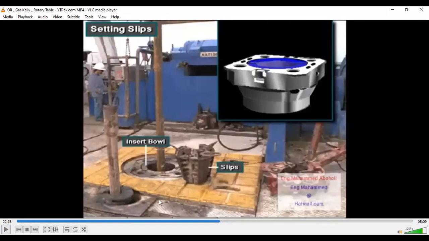So now this is the rotary table. Okay, this is the rotary table. Now this rotary table is available on the rig floor. You can see here that this is the drawworks behind, the blue one, and there's a person who is operating it for lowering and raising.